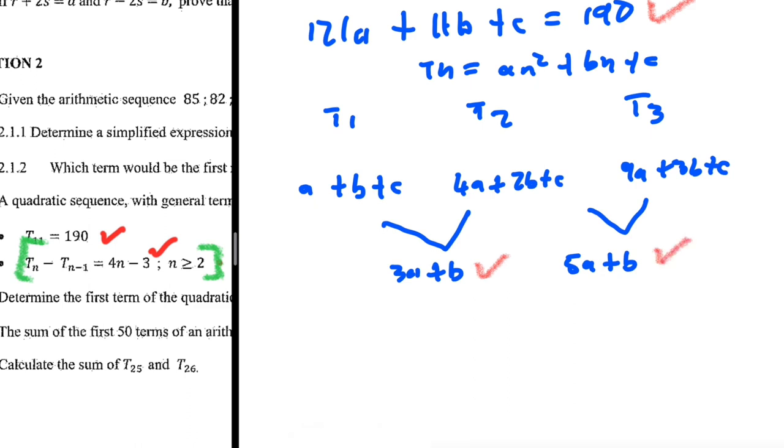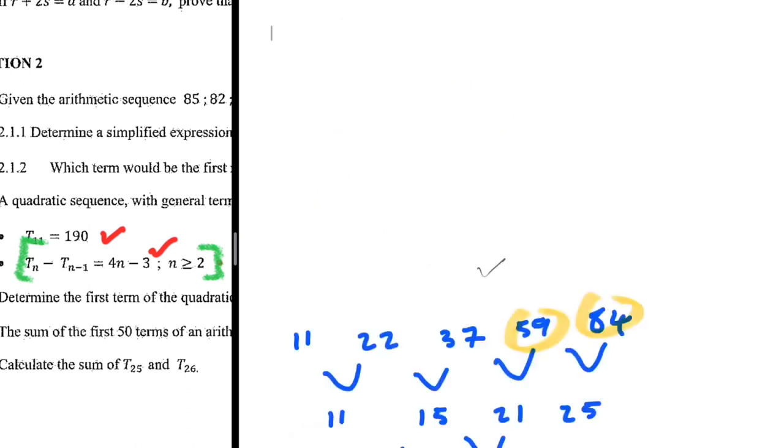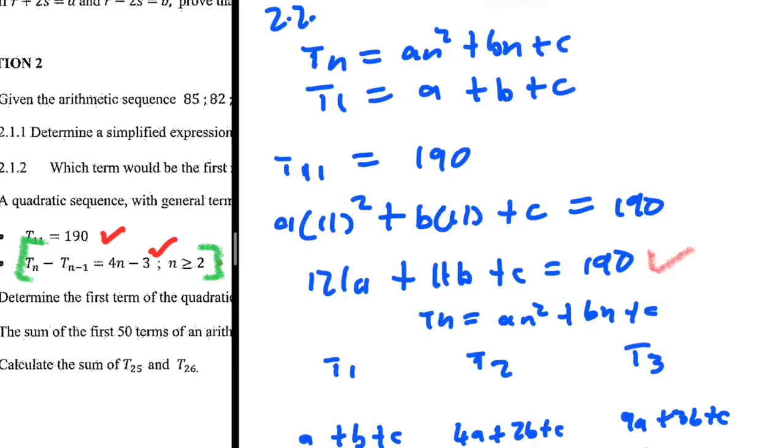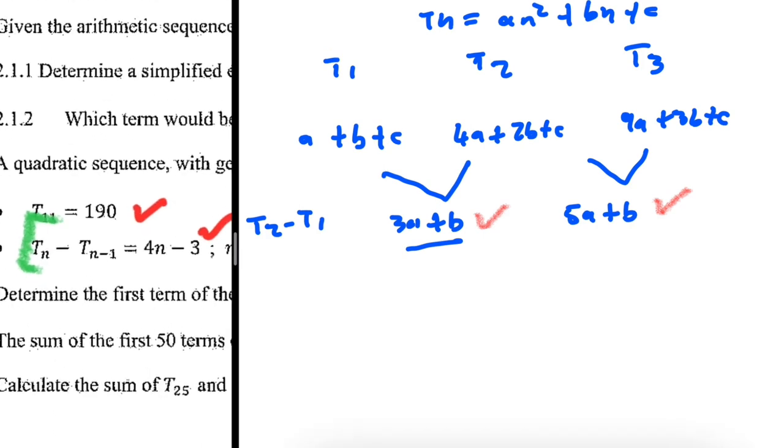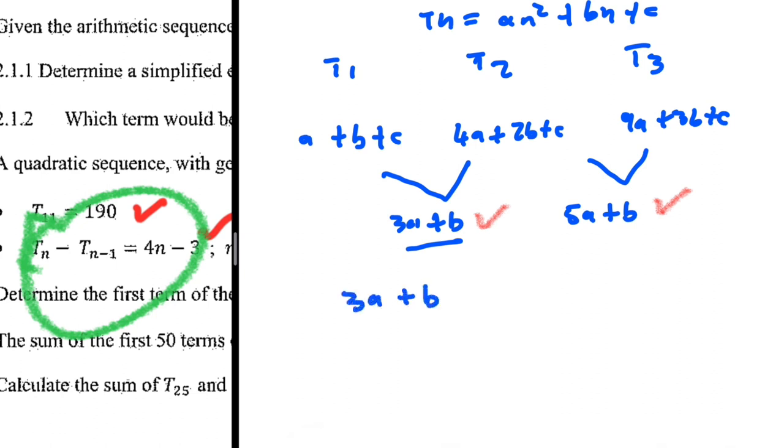Mind you, I just made a mistake there. Let me go back. This right here, 3a plus b, is T2 minus T1 of the quadratic sequence, right? And what do we have on the left-hand side? We know that Tn minus 1 is equal to 4n minus 3. So that allows us to say that 3a plus b is equal to 4n minus 3.